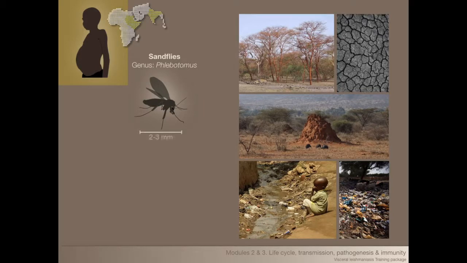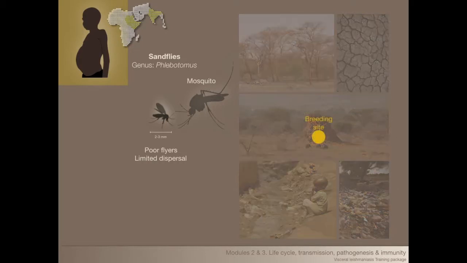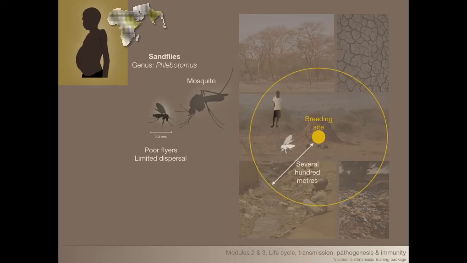The size of phlebotomine sandflies ranges between 2 and 3 millimeters, which is much smaller than that of a mosquito. Due to their size, they are poor flyers with a short, hopping flight style. Therefore, they are poor dispersers and are more often found in a radius of a few hundred meters from their breeding site. People living close to breeding sites are thus at risk of being bitten and infected with Leishmania parasites.